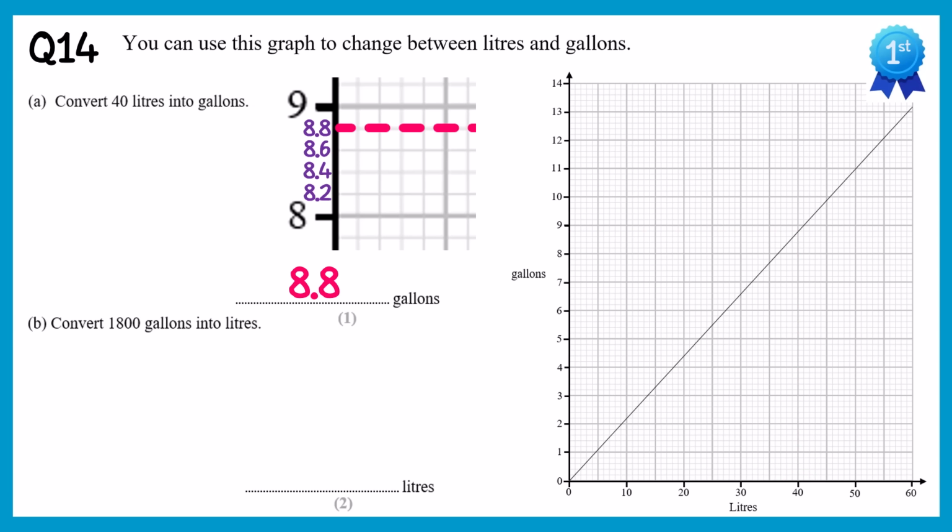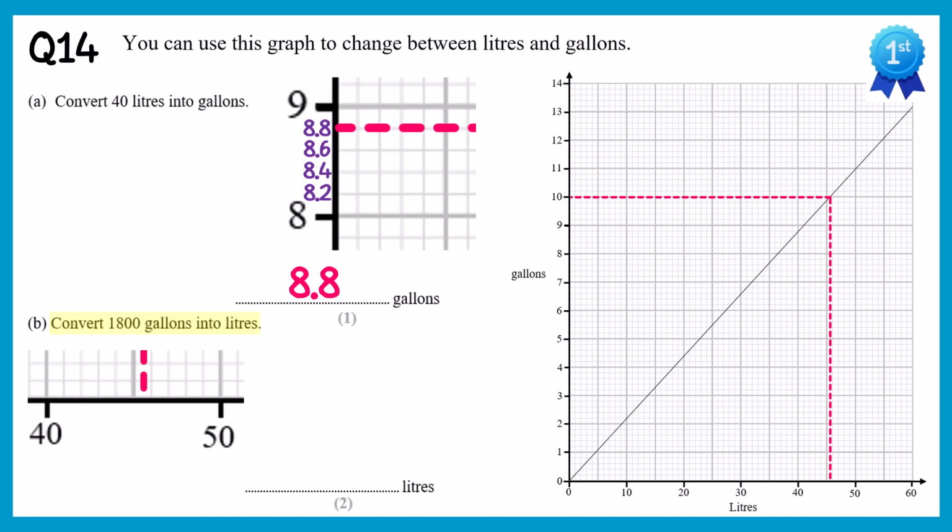For part B, we need to convert gallons into litres, 1,800 gallons. If you have a look at the axis for gallons, we don't have 1,800, it only goes up to 14. To do a question like this, we want to choose a number that divides into 1,800. There are many different ways you could do this question, but I'm going to go for 10. So I'm going to convert 10 gallons into litres.